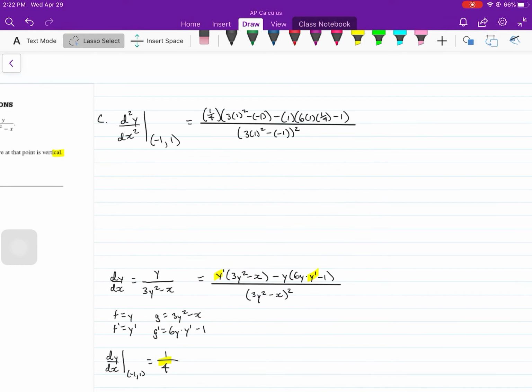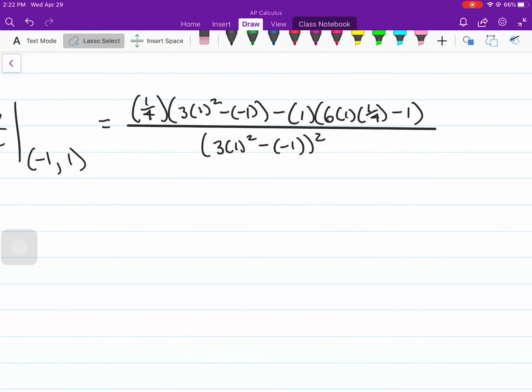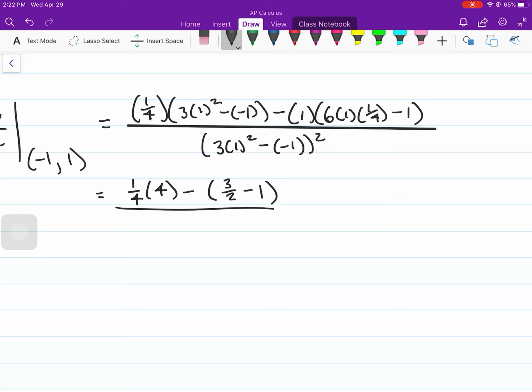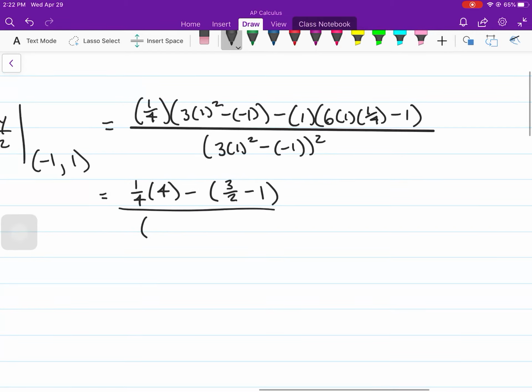I'll just move this down, give us some room, and focus on this part now. So we have 1/4 times 3 plus 1 is 4. Well, that's nice. And then minus 1, so we'll just kind of ignore that. And then on the inside there, we'll have 6 over 4, so 3 over 2 minus 1. All over 3 plus 1 is 4 squared.